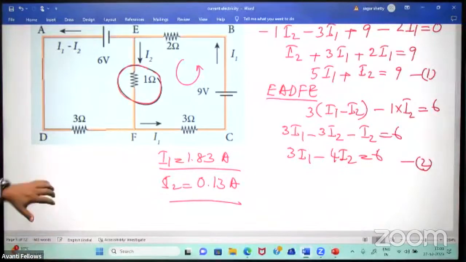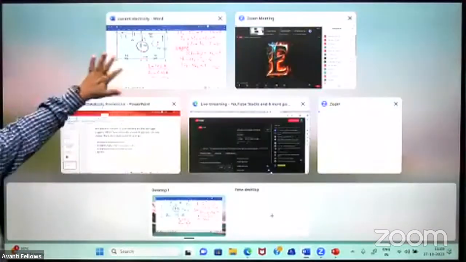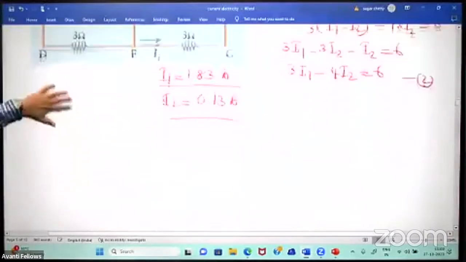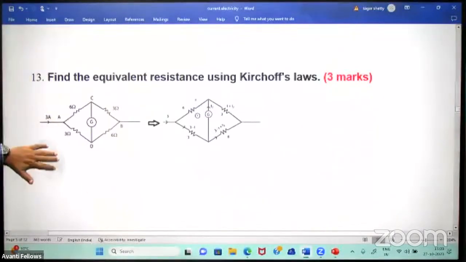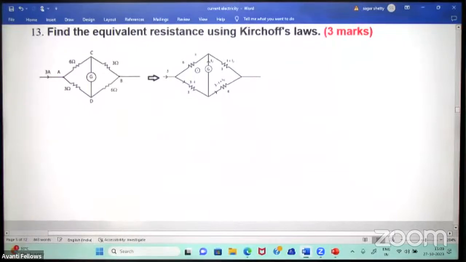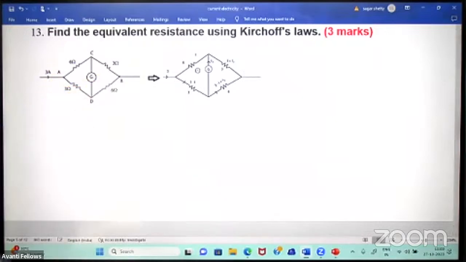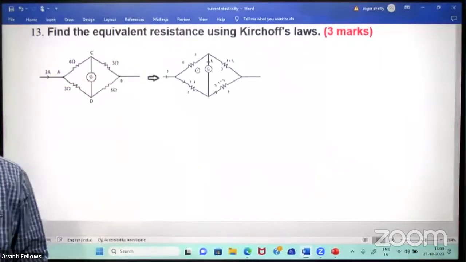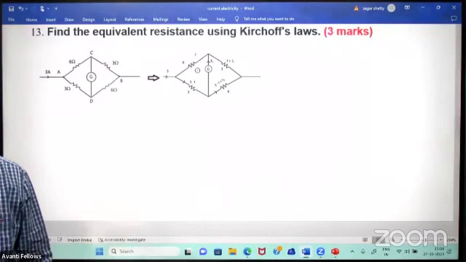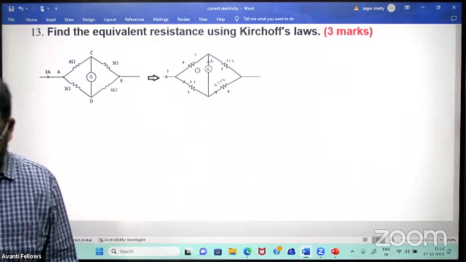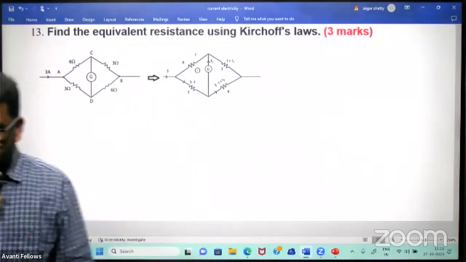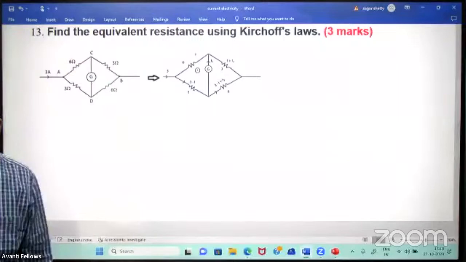Okay, let's move on to the next one. Find the equivalent resistance using Kirchhoff's laws. Equivalent resistance of this circuit using Kirchhoff's laws. Okay, so let us see. We can start.